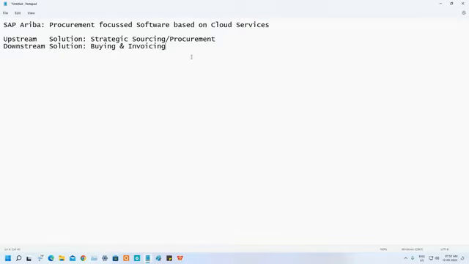Very good. Now, whenever I ask any Ariba functional consultant what the meaning of upstream solution is, what the meaning of downstream solution is, why we have an upstream solution, why there is a downstream solution, what the reason behind it is, what happens is confusion, majorly confusion.